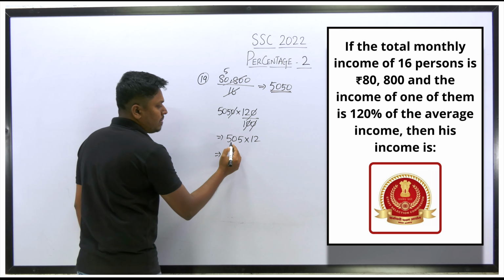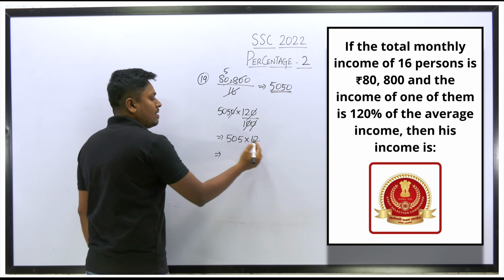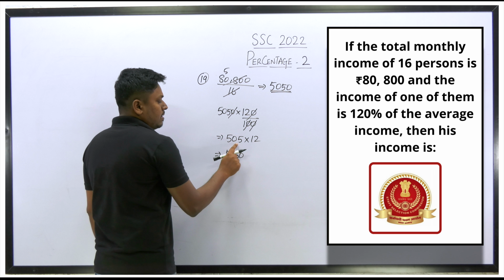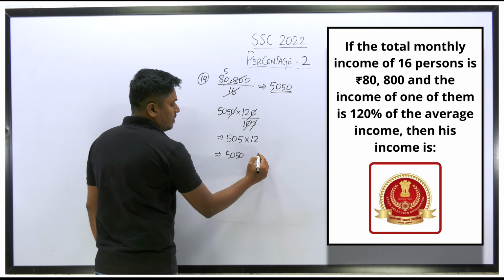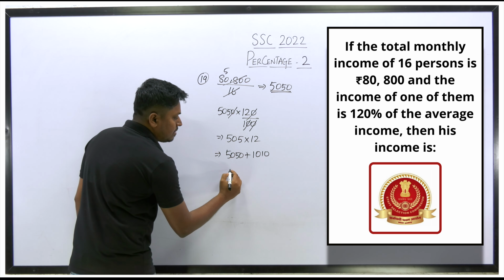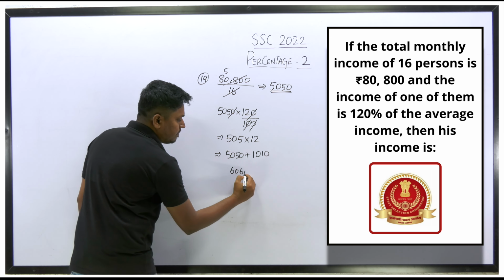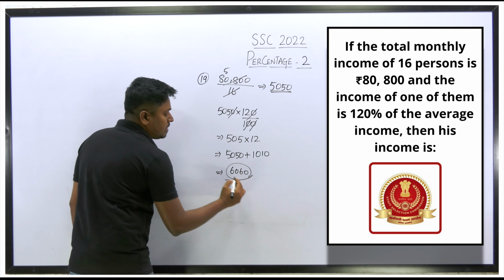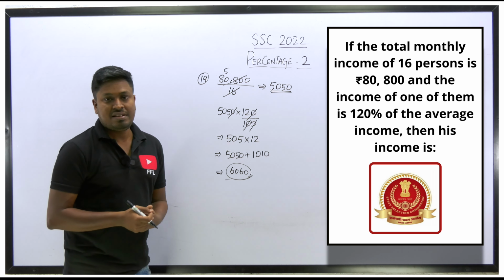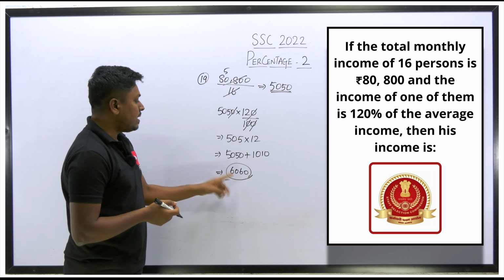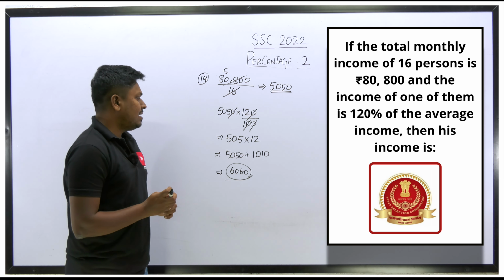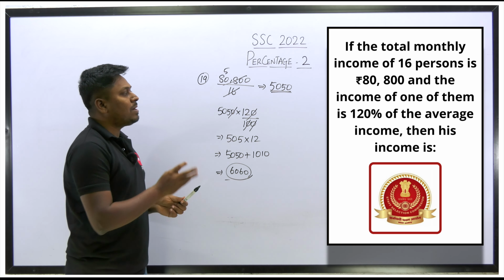So 505 into 12. Let me multiply: 505 into 10 will be 5050. Then 505 into 2 will be 1010. Add these, and the result will be 6060. So this will be the income of that person who got 120% of the average income. That's the person whose income is 6060. It's simple to solve, but you need to understand that logic.